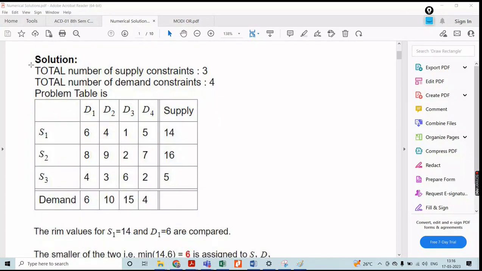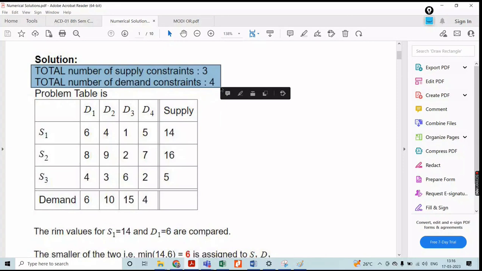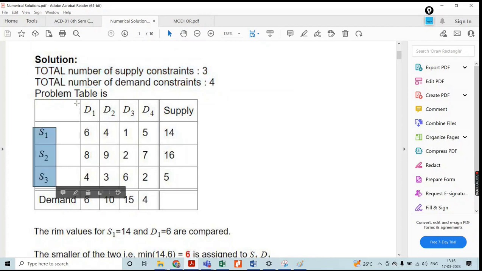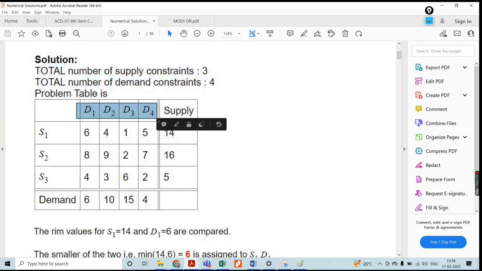What you have to do? The total number of supply constraints is 3. The total number of demand constraints is 4. These are the supply constraints 3, demand constraints 4, the M and N values. But now it is not required. I am following that at the last, because for the evaluation, we need to know whether the solution is non-degenerate or degenerate. That's the reason we want that value.